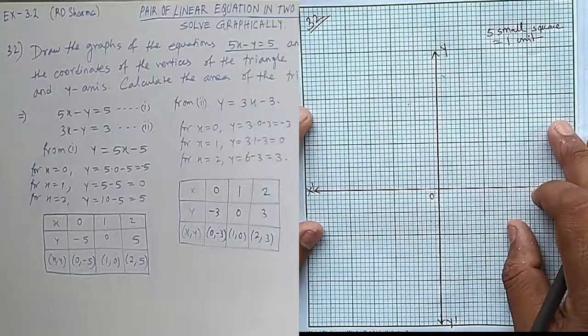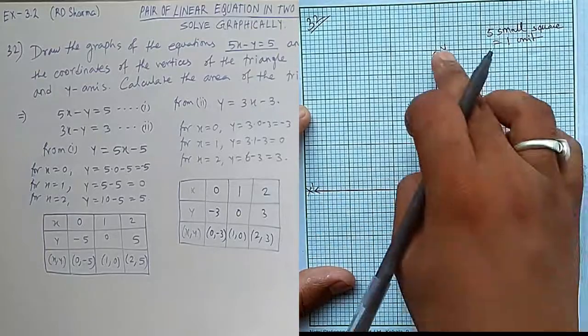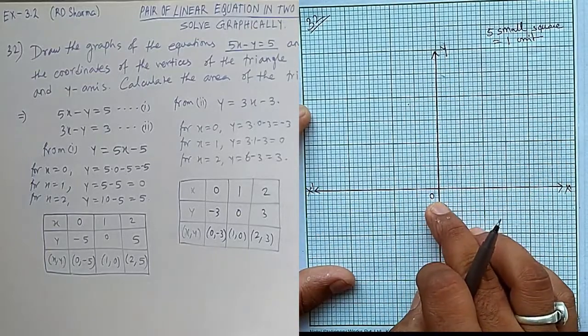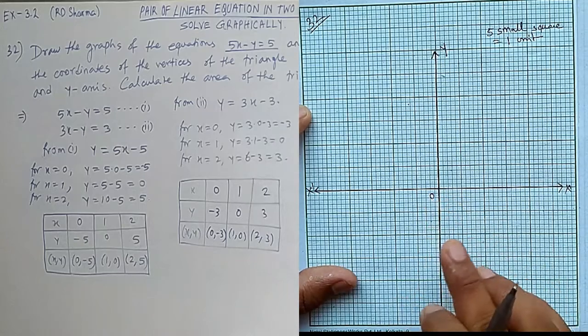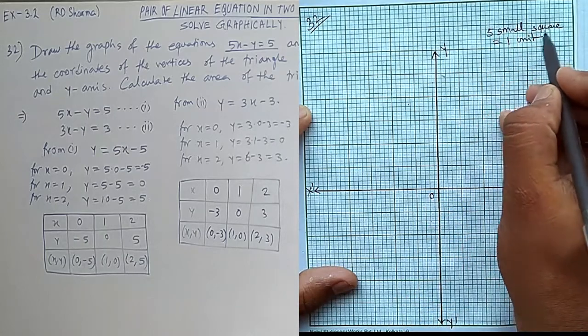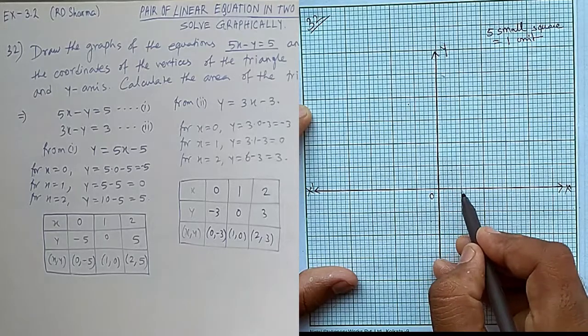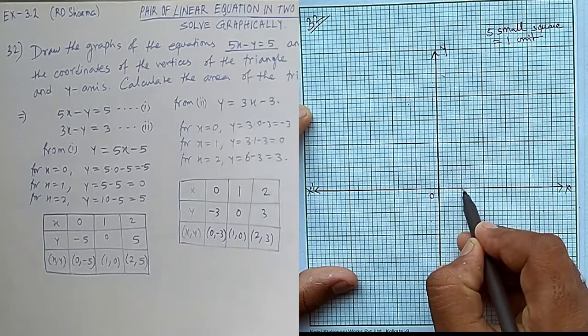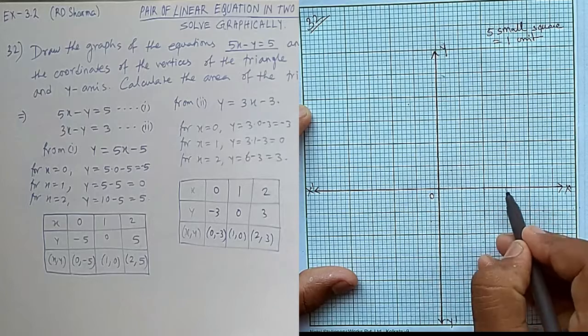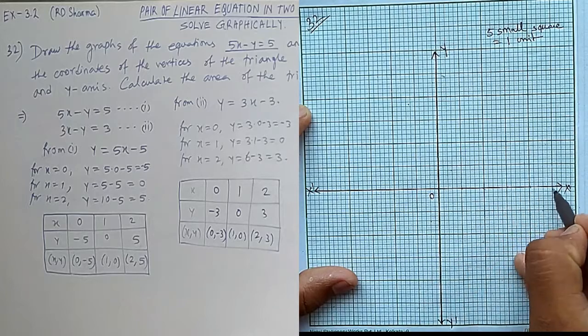For drawing the graph, first we draw the x-axis and y-axis, and this is the intersecting point of these two axes. This is the origin. Now we consider 5 small squares equal to 1 unit. That means 1, 2, 3, 4, 5. These 5 small boxes equal 1 unit. This is 2, this is 3, this is 4, this is 5, like this.